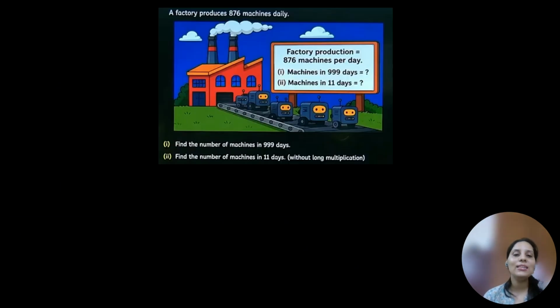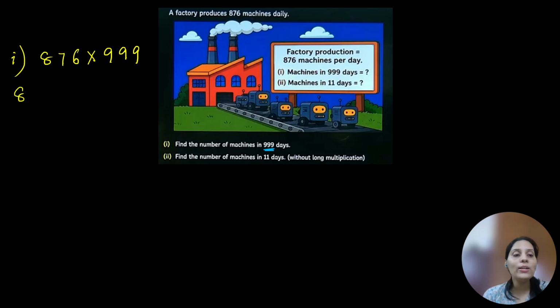Next up, let us see the next question. A factory produces 876 machines every day. Find the number of machines in 999 days. So now here, see, every day it produces 876. So in 999 days it will produce 876 into 999.